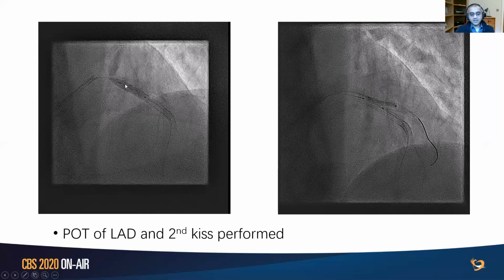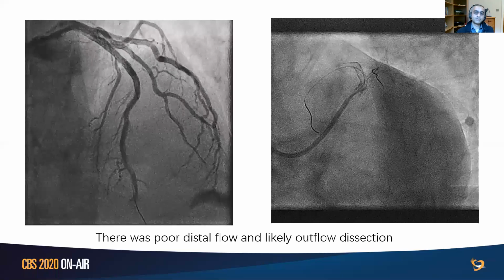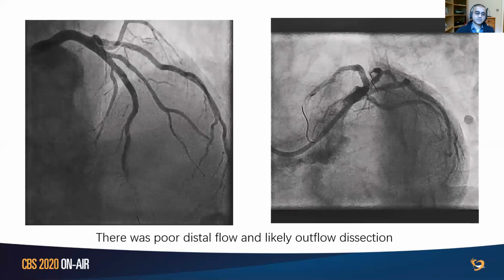Rewiring was easier, so this is a workhorse wire that I was able then to get back into the diagonal. We've of course created a large lumen in that ostium of that diagonal, and I performed my second kiss and finished with a POT. So we were certainly in a better position than when we had started.